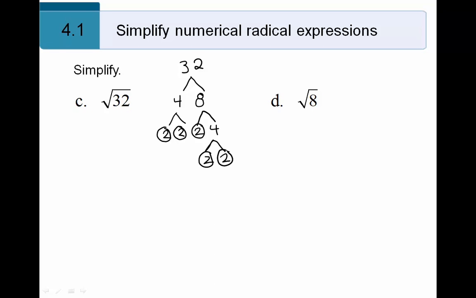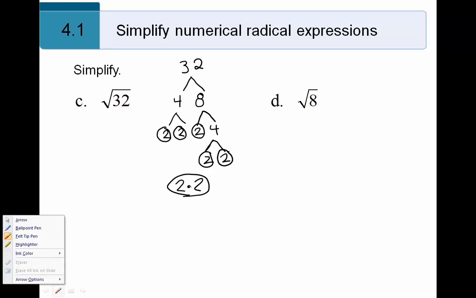And at this point you're looking for pairs. So you can see you have a pair of 2's, because the prime factorization is 2 multiplied by 2. Or let me erase this for a second and just show this a little differently. Where's my eraser?